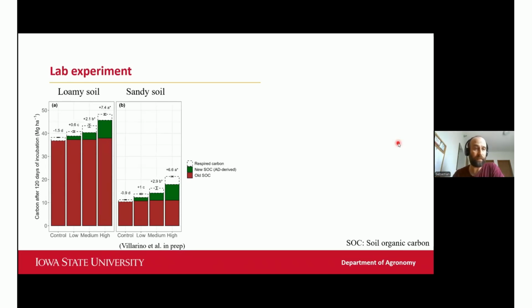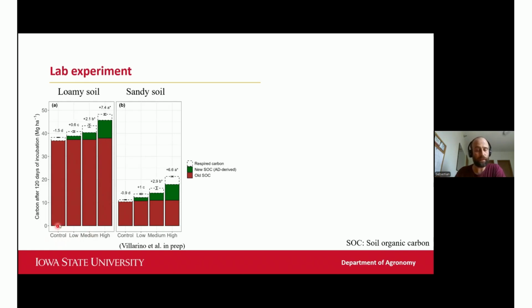This is a lab experiment that was carried out here at Iowa State University. In this experiment, we used two soil textures, one loamy soil and one sandy soil. And we applied three rates of the anaerobic digestate, a low, a medium, and a high rate. And we also had a control treatment.